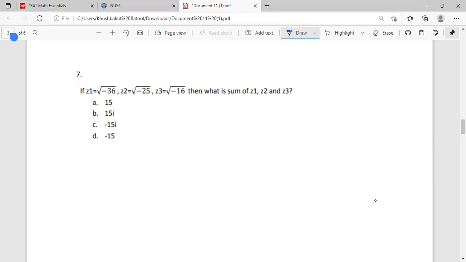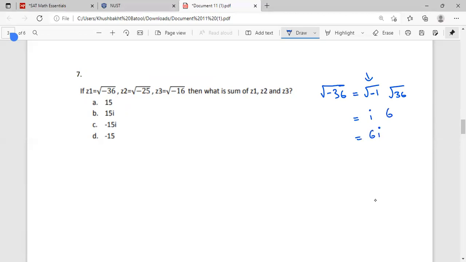If Z1 is under root -36, Z2 is under root -25, and Z3 is under root -16, then what is the sum of Z1, Z2, and Z3? Okay, now let's think about under root -36 here. So we have this in mathematics. I can write it as under root -1, under root 36. This is basically iota because this is a complex number, and this is 6. Okay, so I can write it as 6 iota.